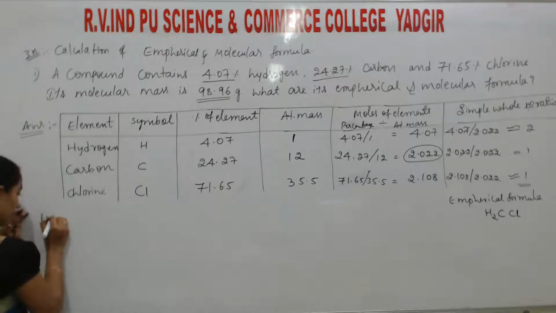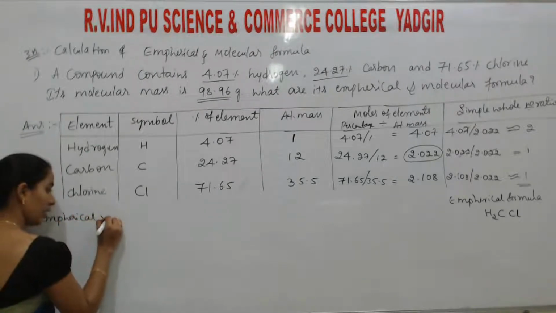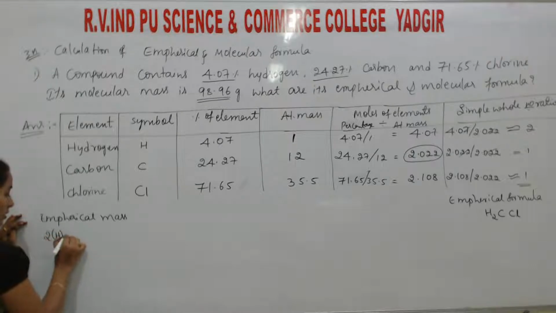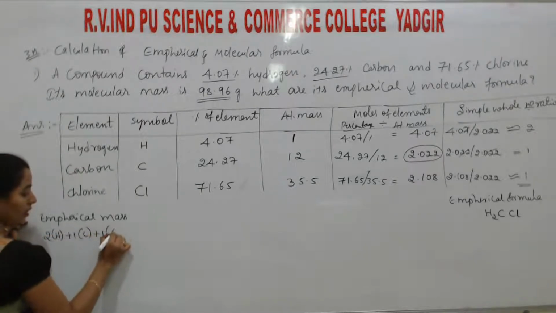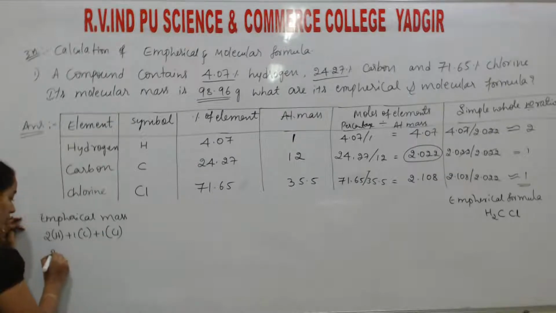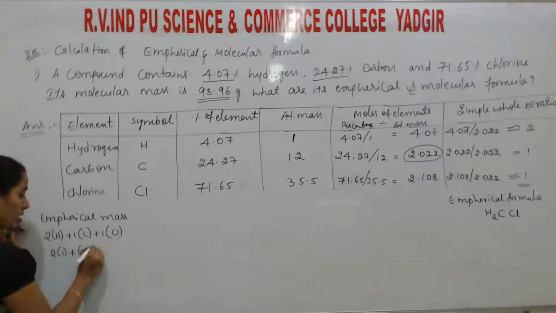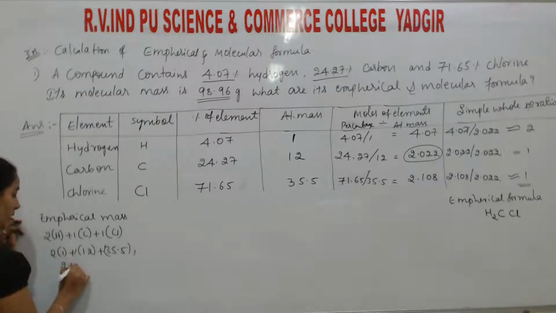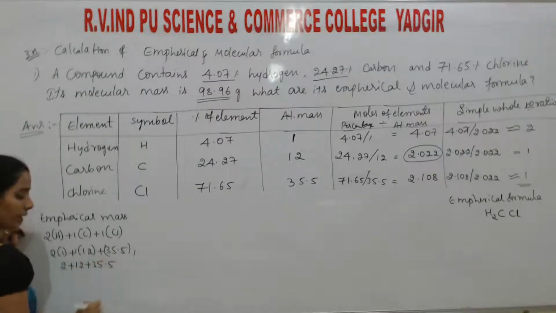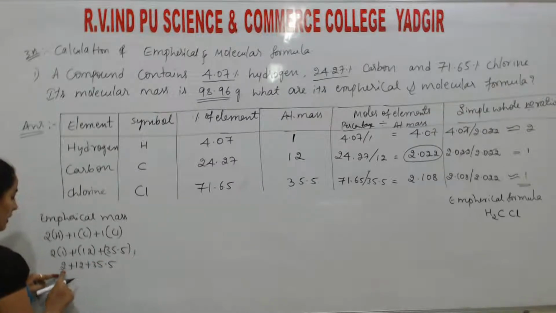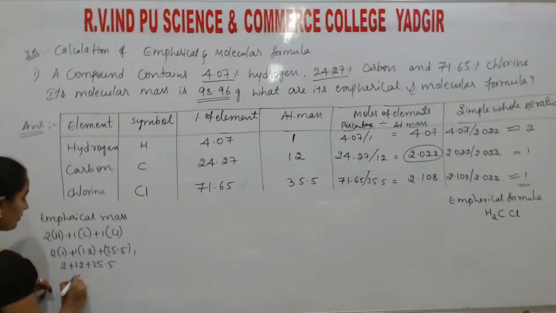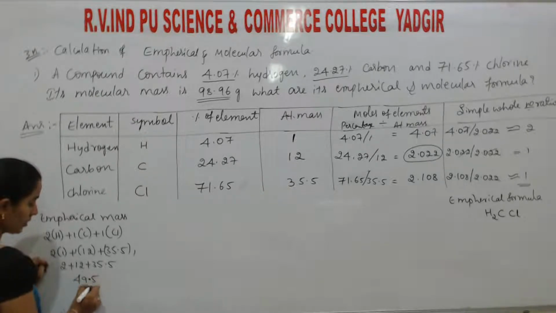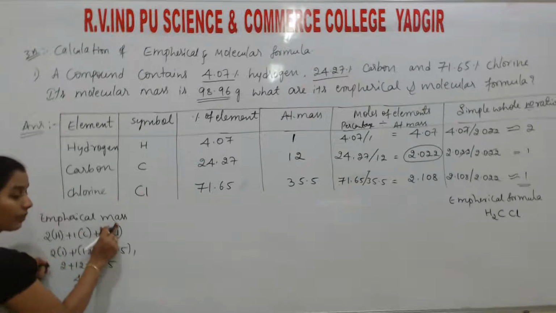Okay, so right here, empirical mass. How much is the empirical mass? 2 into hydrogen plus 1 into carbon plus 1 into chlorine. Hydrogen is 1, carbon is 12 and chlorine is 35.5 into 1. So 2 plus 12 plus 35.5. You get 12 plus 2, 14, plus 35.5, that means 49.5. So this is the empirical mass.